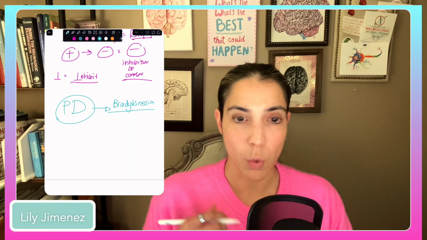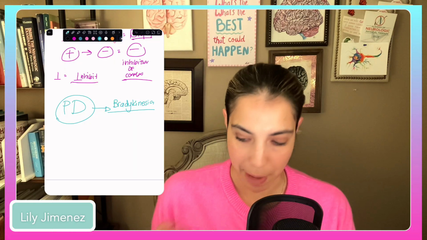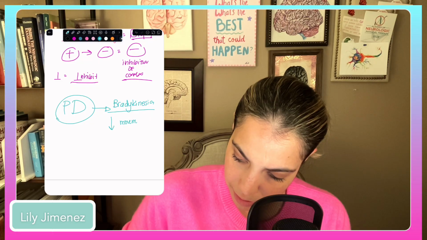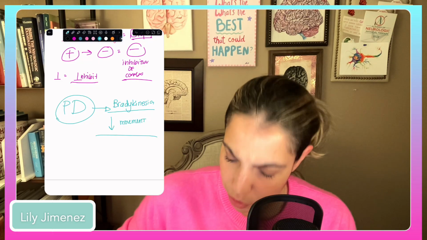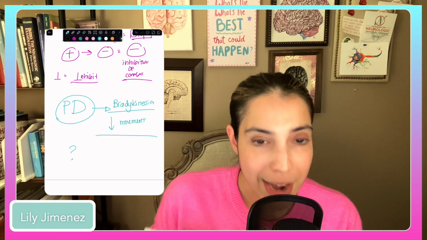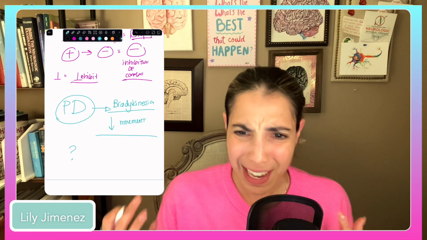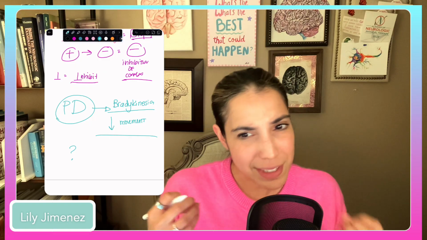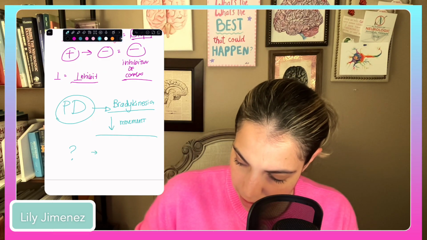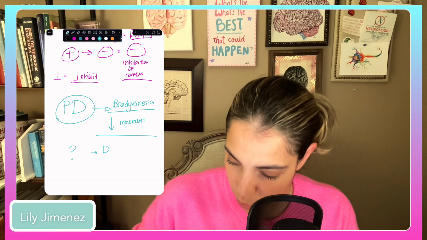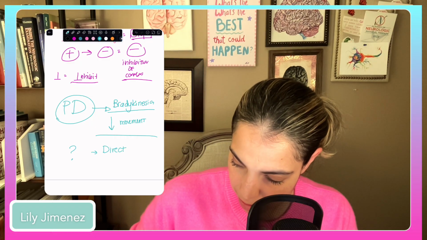So, what is bradykinesia? Think about it. There is decreased movement. So if we're wondering what pathway is affected, because we don't see a lot of movement, which one is not working properly? The one that is not working properly is going to be the direct pathway.